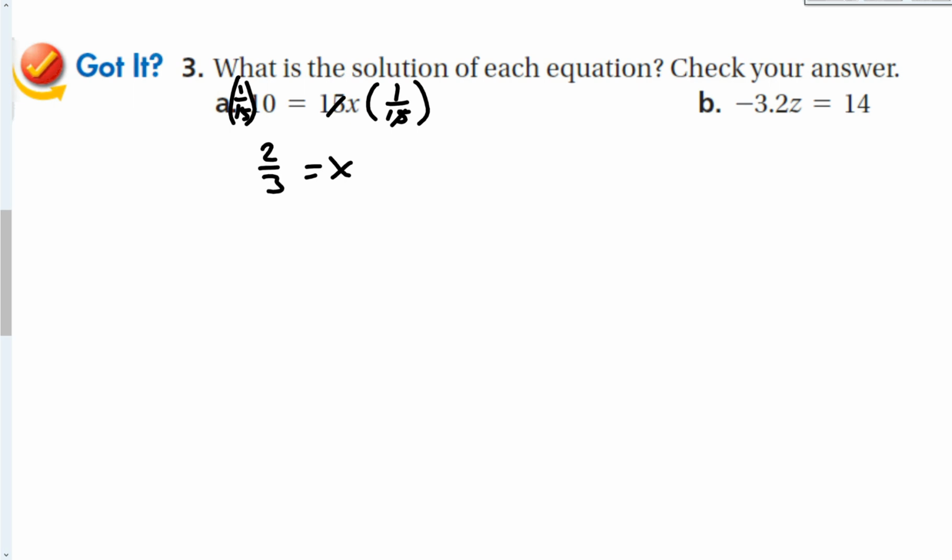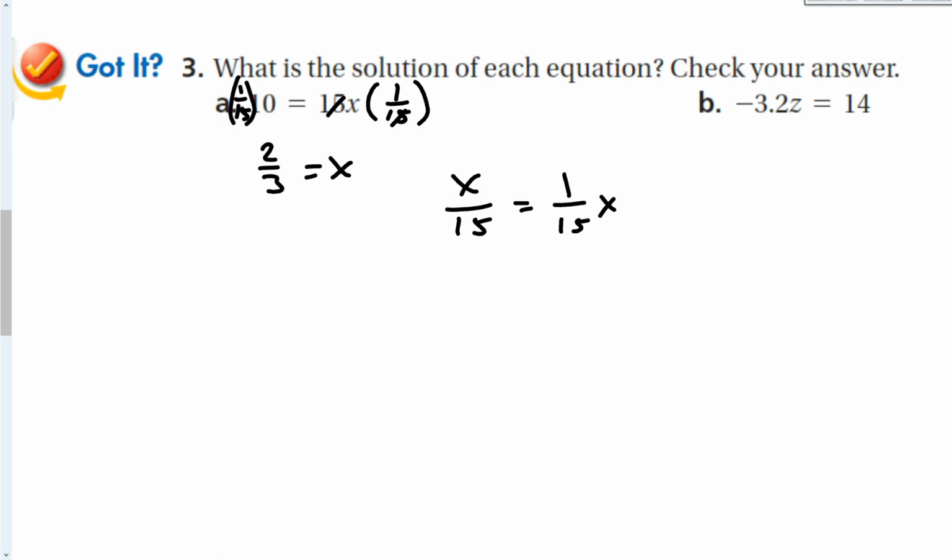And remember that this expression, x over 15, is the same thing as 1 over 15 times x. So multiplying by 1 over 15 is the same thing as dividing by 15. So when we have these fractional expressions, they shouldn't be terribly confusing.